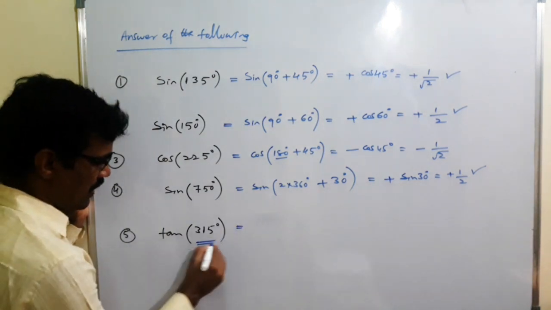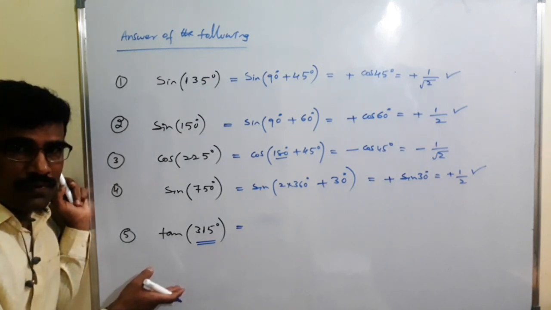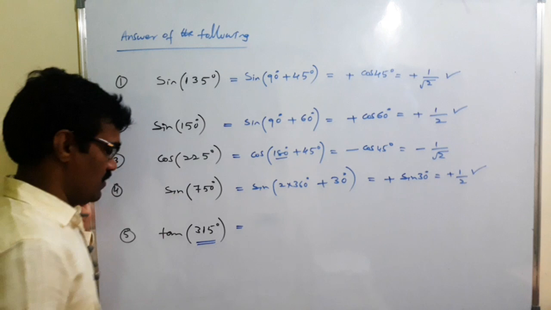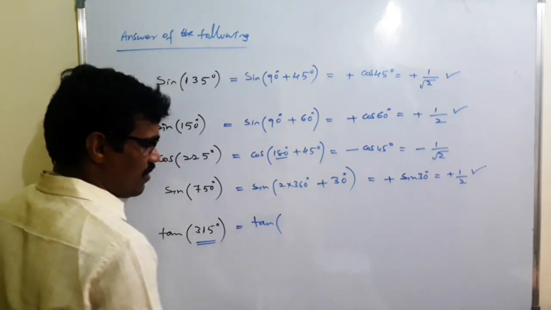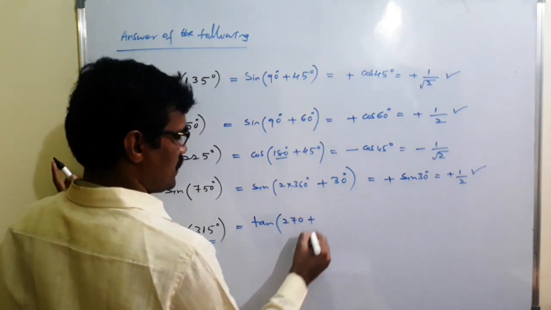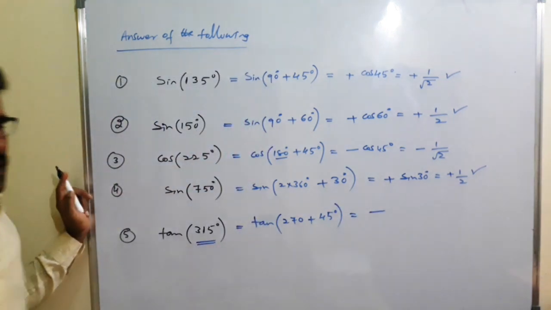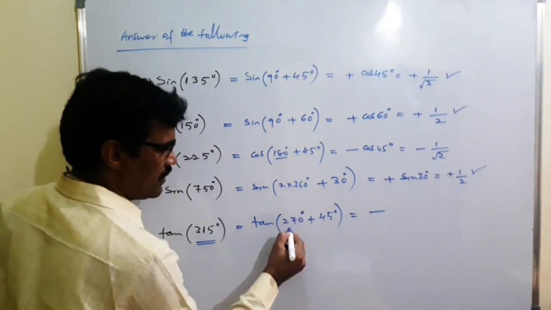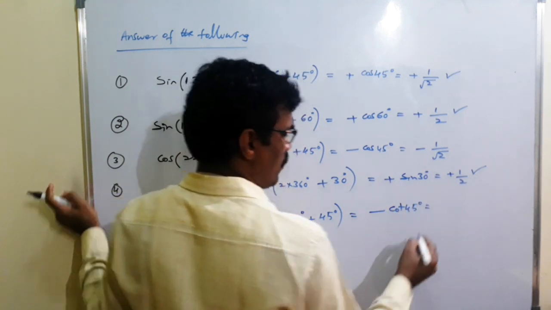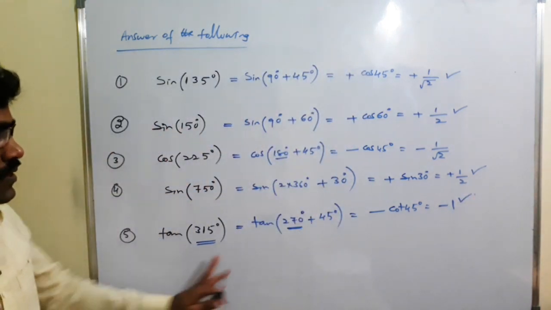Students, this is which quadrant? Third, fourth, fifth? Which one? That is fourth. In the fourth quadrant, tan is negative or positive? Negative. We can write it as 270 plus 45 degrees, which is equal to minus. Here 270 degrees, that's why cot 45 is equal to minus 1. Tan 45, cot 45 will be the same.